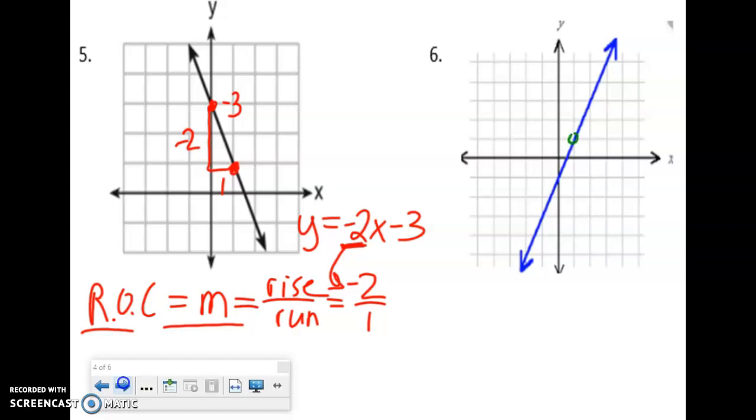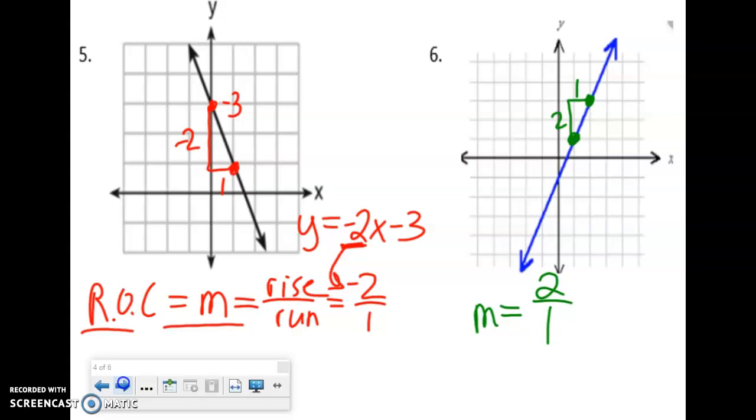You want to find 2 points. You don't always have to use the y-intercept. You can use any 2 points, as long as they make a nice little crosshair. So it's 2 and 1 here. I'll keep it simple. The slope, the average rate of change, is +2 over 1 because it's going up as it goes to the right. Pretty simple when it's given a line.